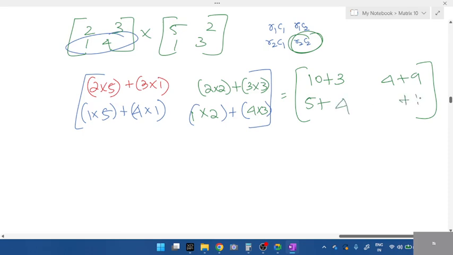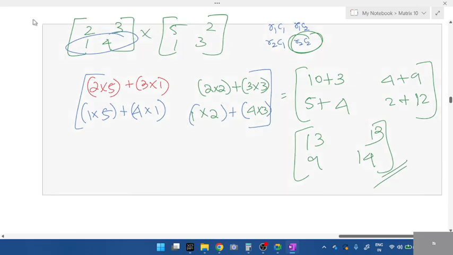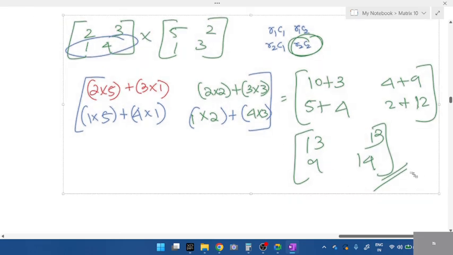2 plus 12. What's the answer? 13. 14 is the answer. Clear? Is it clear, students? Did you all understand?